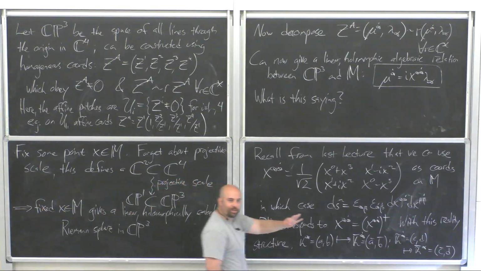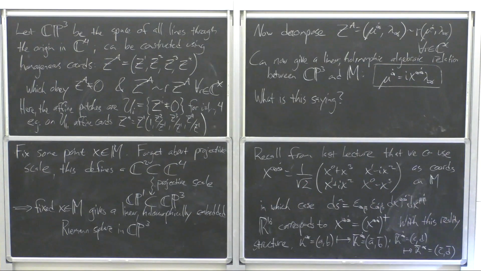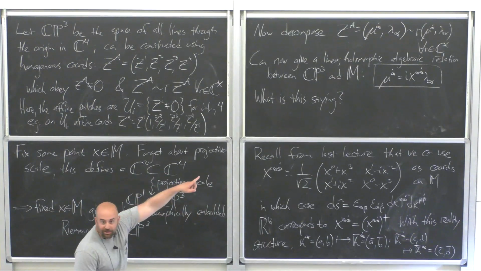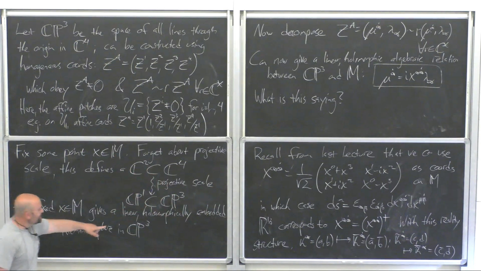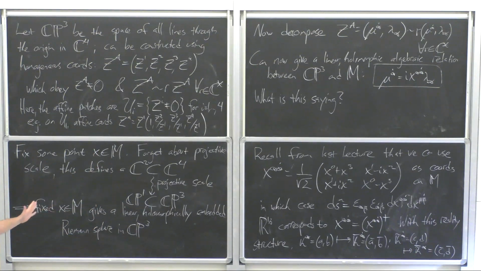Fix a point in complexified Minkowski space, I get an extended object in this CP3. That's the sense in which this relation is non-local. It doesn't send a point to a point, it sends a point to a sphere. And when I say the sphere is linearly embedded, I just mean that those are linear equations. When I say it's holomorphically embedded, I mean there's no bars anywhere. Right? It's a holomorphic equation. Okay?